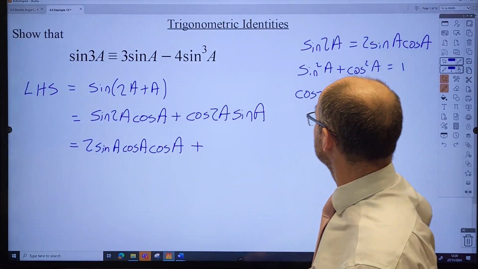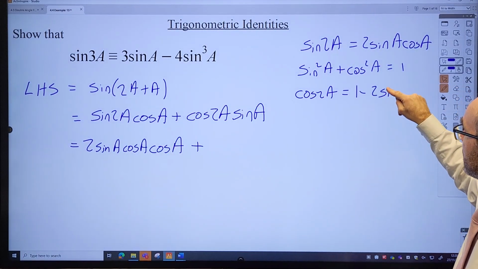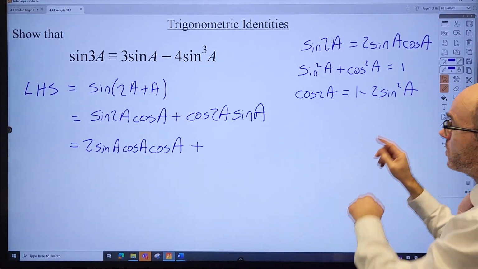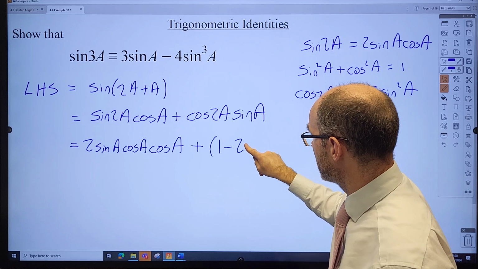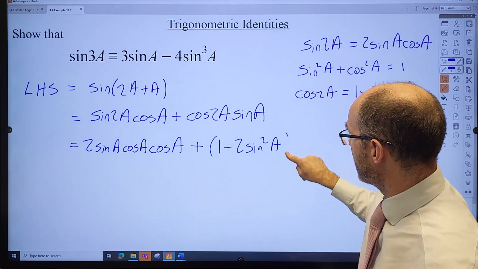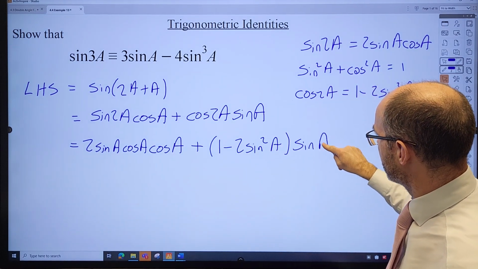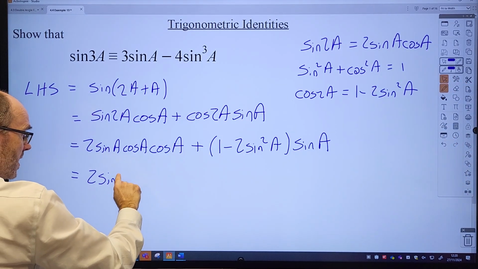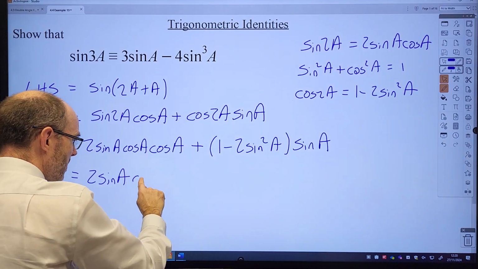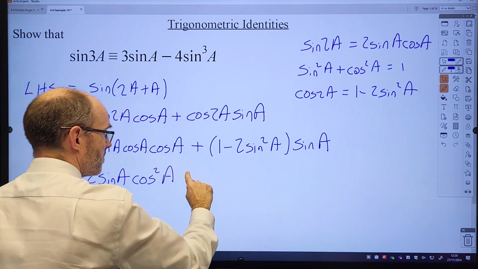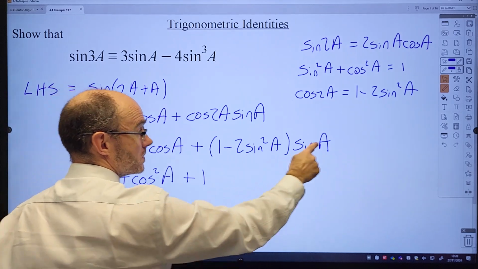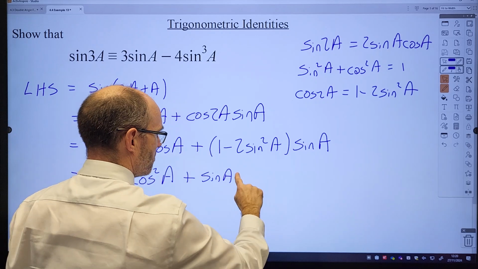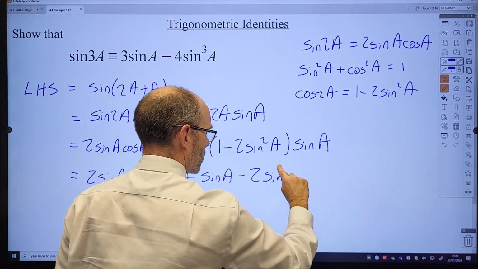Let's just go back to where we are. So that's 1 minus 2 sine squared A we're going to use. I'm going to put that in there. Because it's 1 minus 2, I'm going to put that in brackets. So 1 minus 2 sine squared A, and then we've got sine A. And we'll just simplify that a little bit. So this line becomes 2 sine A cos squared A, plus 1 times sine A. Let's just write that as sine A, shall we? So sine A minus 2 sine cubed A.